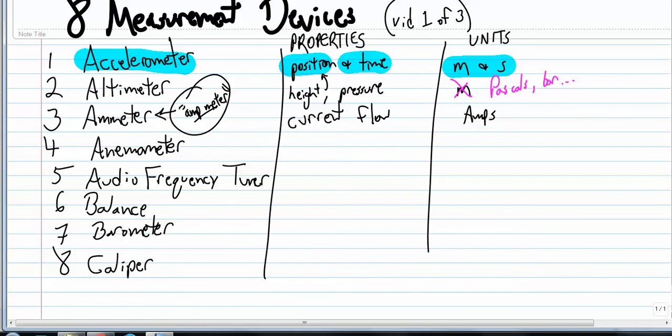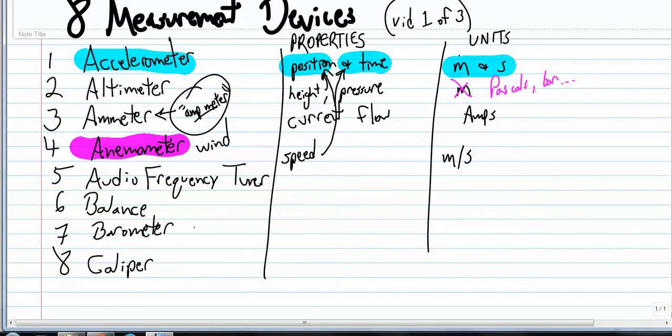So let's see here. An anemometer. That one sounds really freaky. Let me highlight that. So an anemometer is really, it just measures the property of speed. And speed goes back to position and time. So an anemometer is basically just a speedometer for wind. And so the units are just meters and seconds.